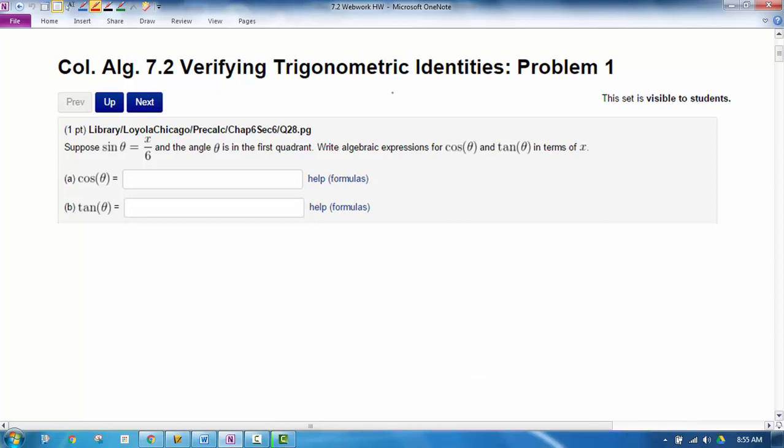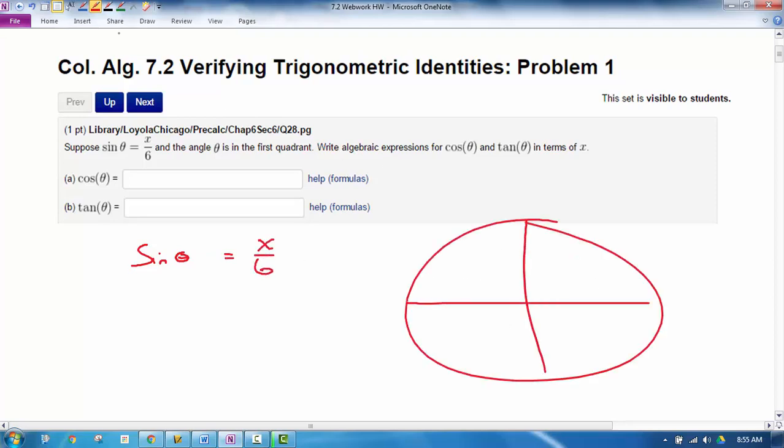Okay, this is 7.2 homework help. This is the first problem that says that the sine of theta is equal to x over 6. So we're going to draw that, and it says that we're in the first quadrant. So we're going to draw a reference triangle in the first quadrant and label the sine as opposite over hypotenuse.